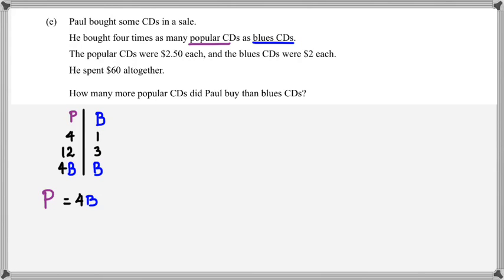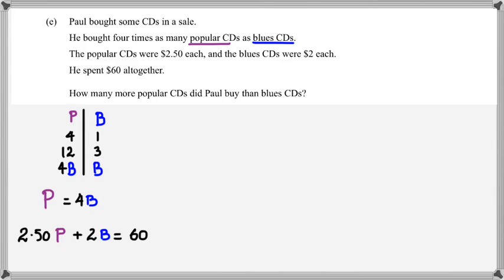Now we're looking at the third line where the prices are given. So we've got $2.50 for popular CDs and $2 for blue CDs. So we can write it as 2.50 times P, which is the number of popular CDs he bought, plus 2 times B, where B stands for the number of blue CDs he bought, which equals, in the fourth line it says he spent $60. So this could be written as equals 60.